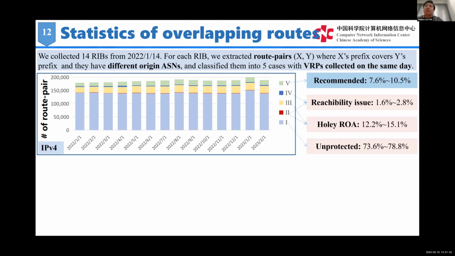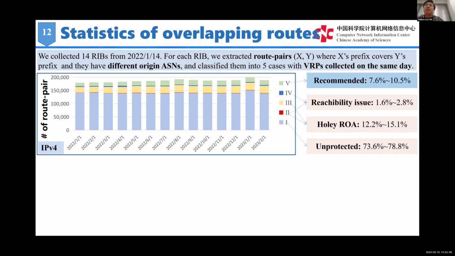Among these root pairs, 7.6 to 10.5% are in case 5, where the 2 routes are associated with non-overlapping ROAs. This is the recommended configuration, while more than 33% are in case 1, where the route with a less specific prefix is unprotected. We do need to promote the deployment of RPKI to reduce the number of unprotected routes.